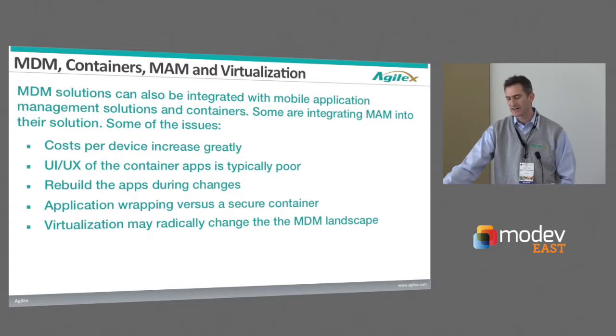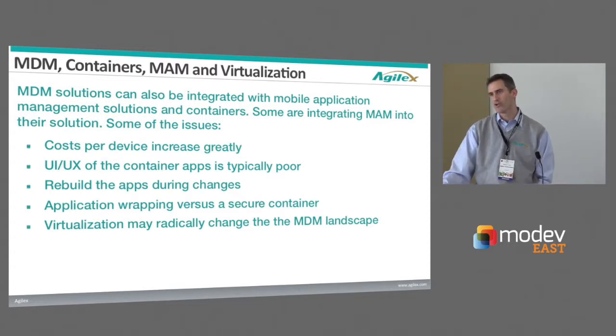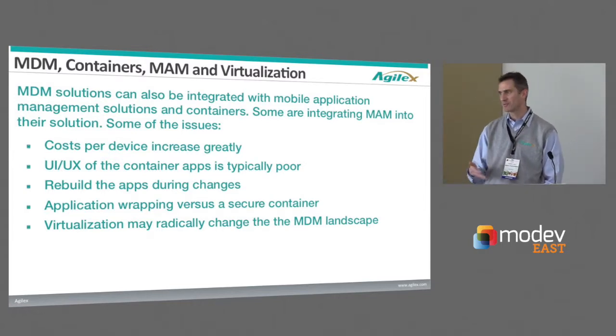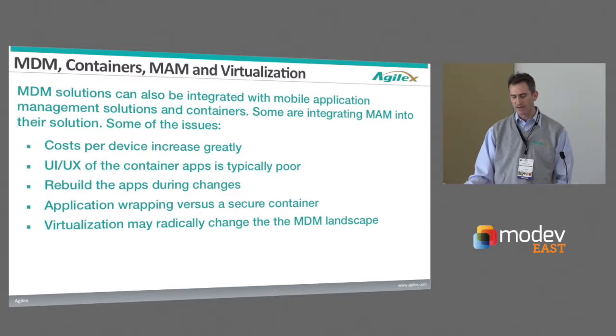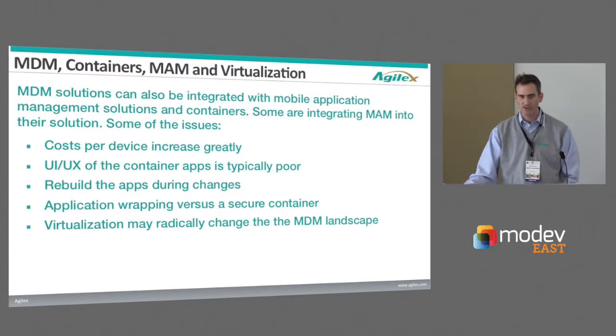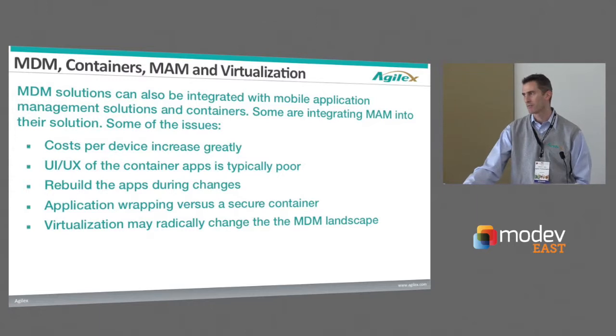Some of them you have to rebuild the apps or redistribute the container every time you make a change to the app, which is not ideal. It's a lot of overhead that you've got to take on. A lot of customers are looking at not doing containers, but application wrapping. Being able to securely wrap an application and secure data through mobile application management software like Aperion. MobileIron actually has some MAM capabilities that they've recently rolled out. So they'll look at that as an alternative.